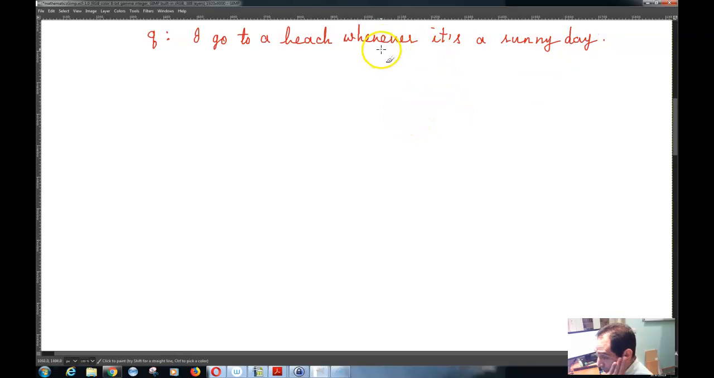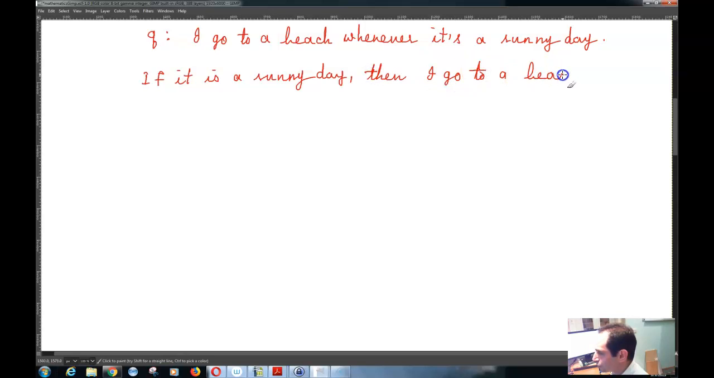So you can rewrite this, so this is your if clause. Whenever it's a sunny day, this is your if clause, meaning that you can write this as: if it is a sunny day, then I go to a beach. I suppose that's how you can write it. If it's a sunny day, then I go to a beach.